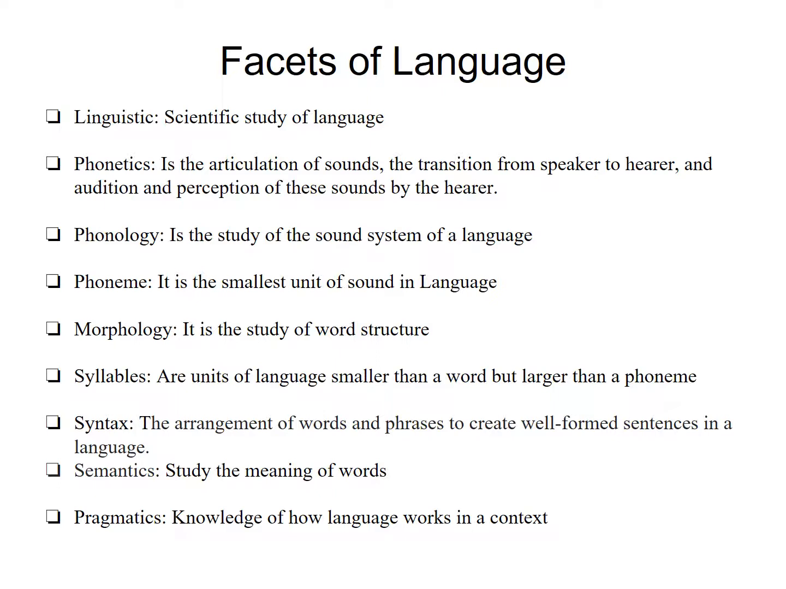4. Phonemes. It is the smallest unit of sounds in language. One of the main concerns of phonology is identifying phonemes in particular languages. 5. Morphology. Words are composed of morphemes, which are the smallest units of grammar. A word might consist of one morpheme, like the word change, or two or more, like changed, and unchangeable. 6. Syllables. Syllables are units of language smaller than a word but larger than a phoneme.